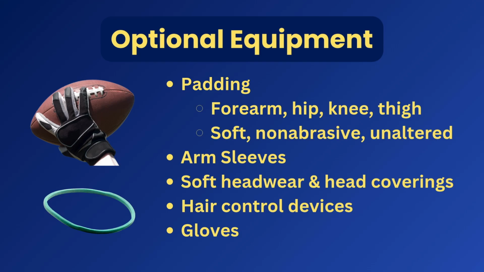Some optional equipment, players can have some padding on their forearm, hip, knee, thigh, etc., as long as it's soft, non abrasive, unaltered. They can have arm sleeves. We don't have any color restrictions on arm sleeves. And they can have soft headwear. And what that means is that they could have like a beanie cap on, right? That's soft. They just can't have any headwear that has a knot or a bill on it. So you couldn't wear like a baseball cap because that has that hard bill on it. But we know it'll be colder, so they can wear a soft beanie cap if needed.